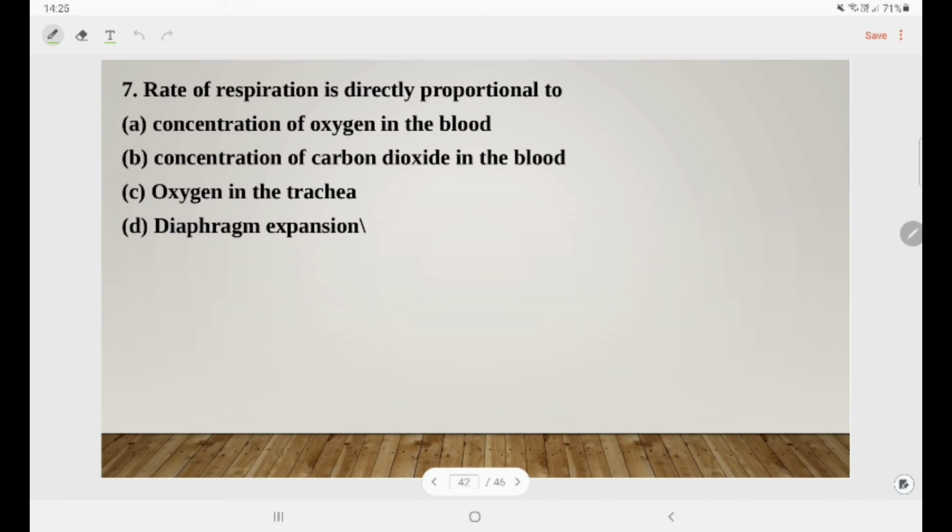Next question is, rate of respiration is directly proportional to. Look, if oxygen is high in the blood, you may not require to breathe, but if the concentration of carbon dioxide increases in your blood, then definitely our body requires more oxygen for the process of respiration to continue, and that is why option B will be the correct answer for this particular question.